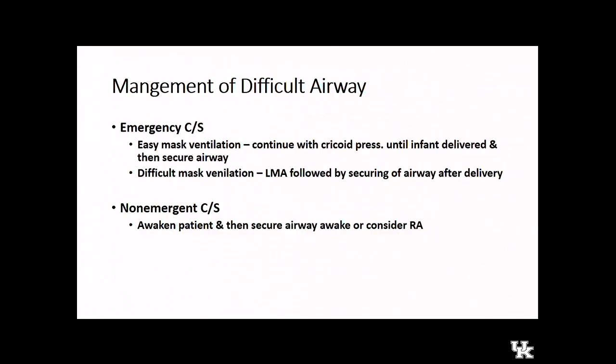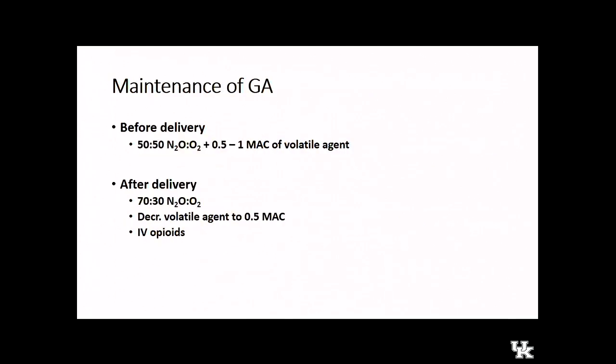So I've sort of just gone over this. If it's an emergency C-section, you can easily mask ventilate. Keep mask ventilating with cricoid pressure till the baby's delivered, then secure your airway. If it's a non-emergent C-section, though, and you cannot get the mother intubated, the recommendation would be to actually awaken the mother and then either proceed with another way to secure the airway or to consider doing regional anesthesia if the patient will allow that.